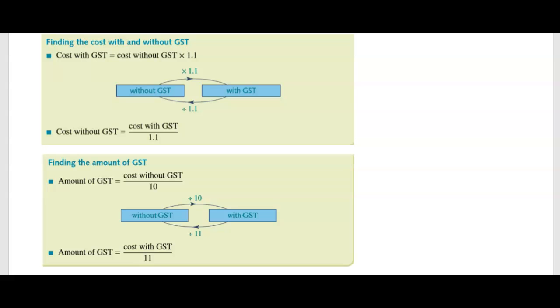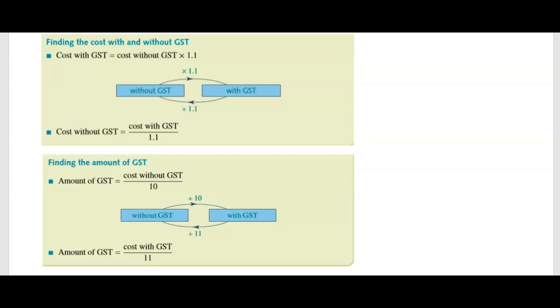So if you bought a chocolate bar for $1.10, the chocolate bar is worth $1 and 10 cents is your tax. Sorry, just lost the word. So that's 10%. 10% of $1 is 10 cents tax, so $1.10 you would pay for the chocolate bar.